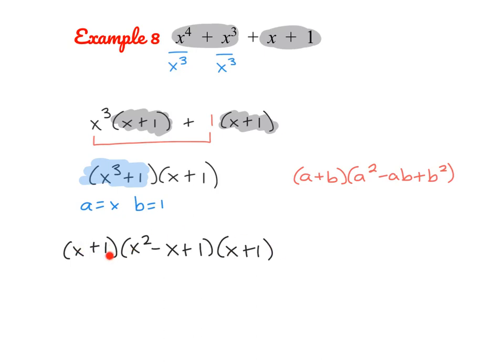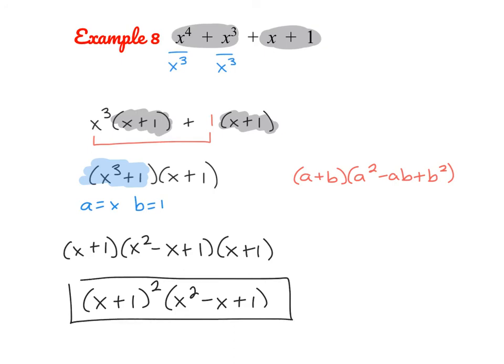Now you can leave your answer like that. If you ever see that you have the same factor being multiplied twice, we can write it like this. We can say x plus 1 squared, and then you still have to write your second factor. Again, this is just a different way of writing your answer. Leaving it like this is completely fine. This is just a little bit more simplified, I guess.